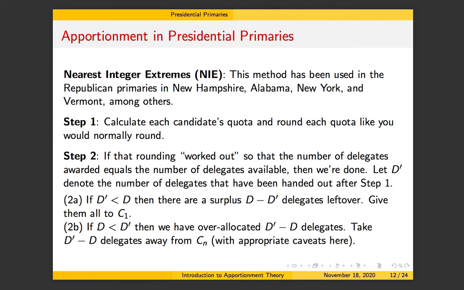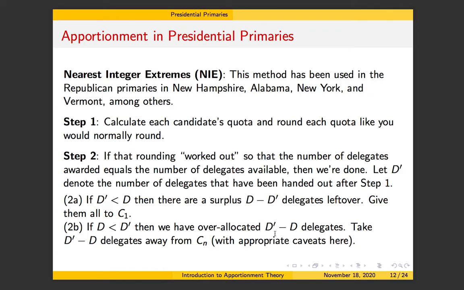On the other hand, what if you've overallocated? So you've rounded like normal, you've handed out too many delegates. What do you do then? Well, now this is the amount of delegates you have to take away to reach D. You punish the bottom candidate. So you go to the last place candidate and say, give me your delegates back, man. There are some caveats here. The last place candidate might not have any delegates. So then you go to the second to last place candidate, take delegates away from them, and so on. You keep doing that until you reach this total of D that you need.